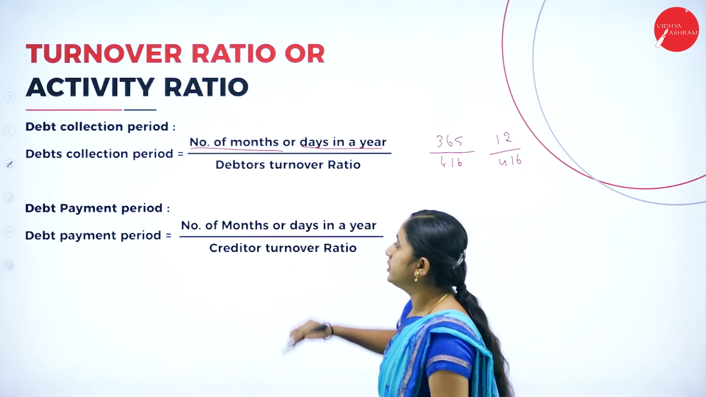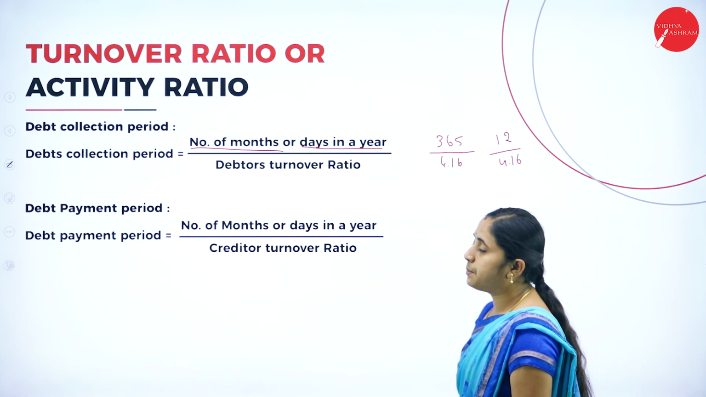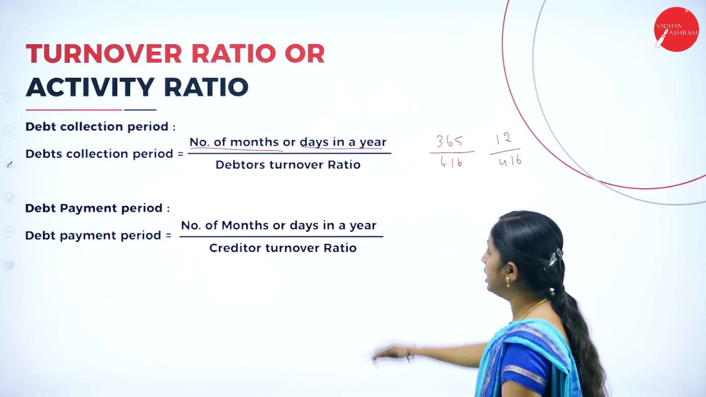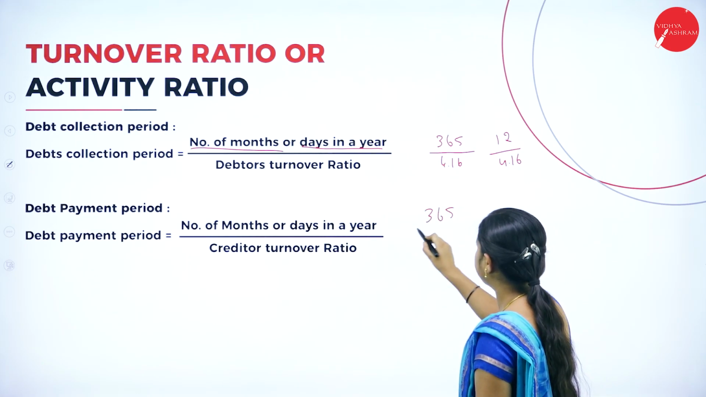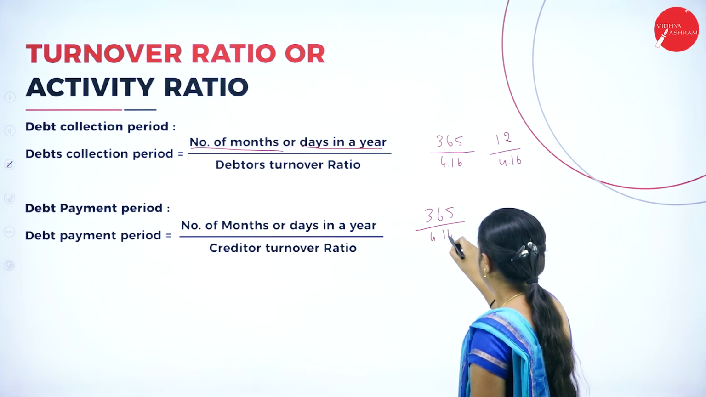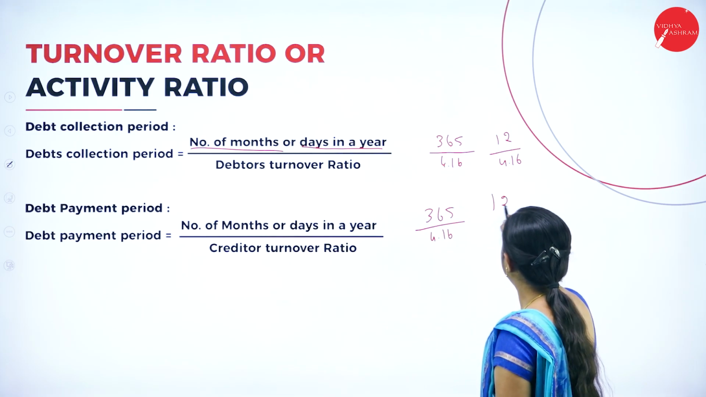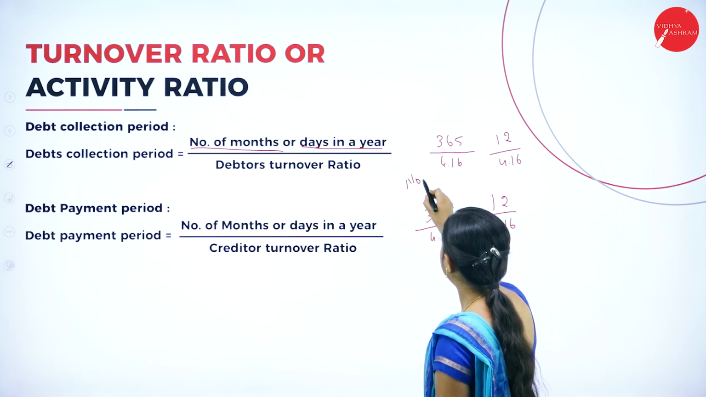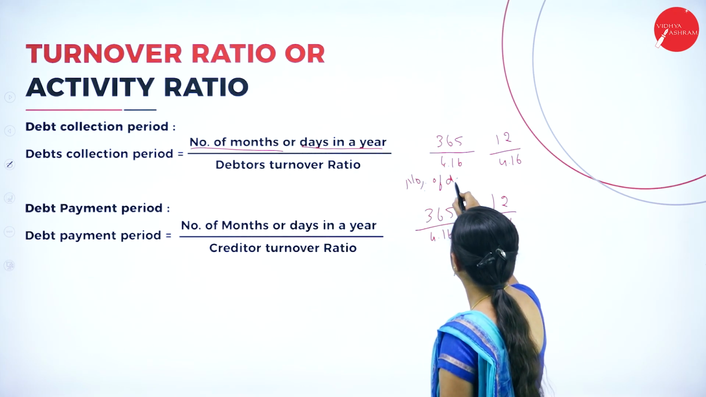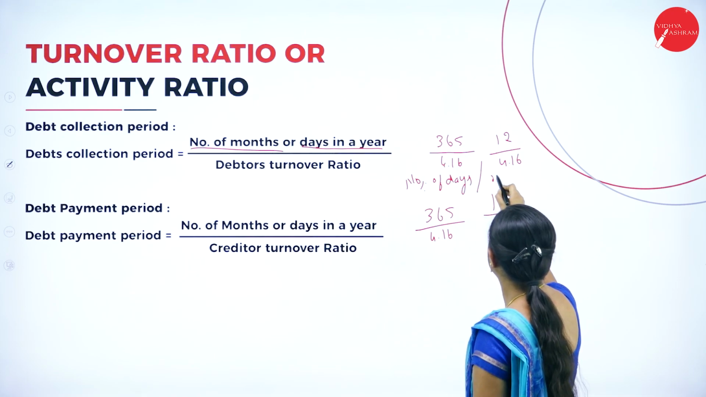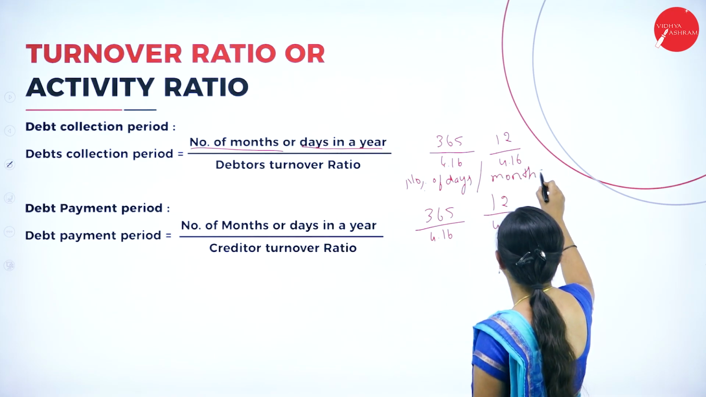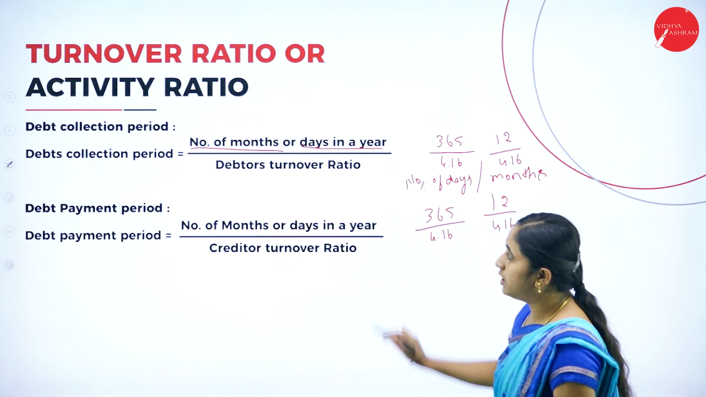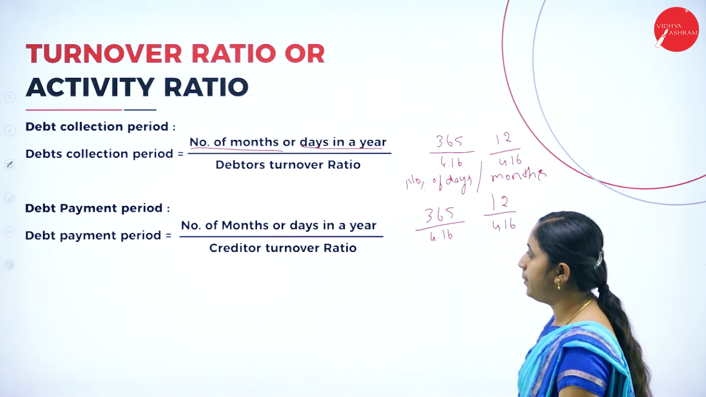In a similar way, for the debt payment period. Debt payment period means the number of days or months taken to repay the money. Number of days, 365 divided by 4.16, or 12 divided by 4.16, gives the number of days or months. It is expressed in number of days or months. So this is all about the debt collection period and debt payment period.